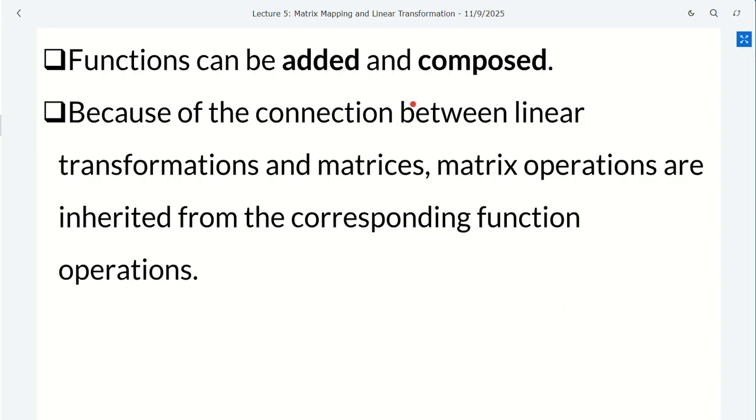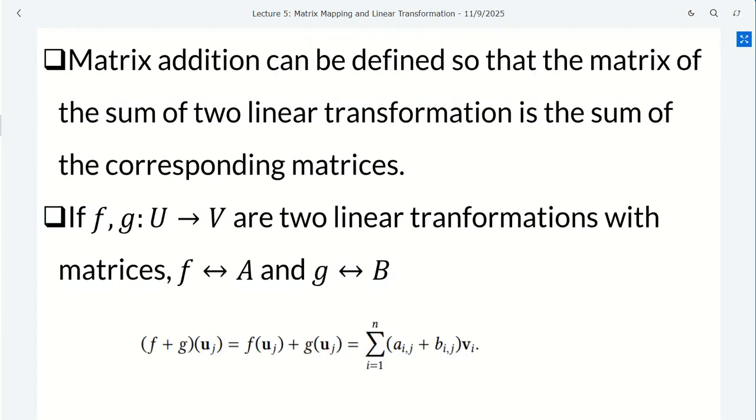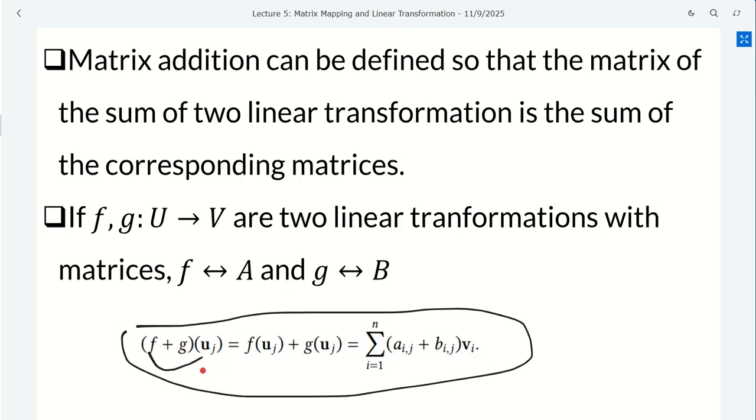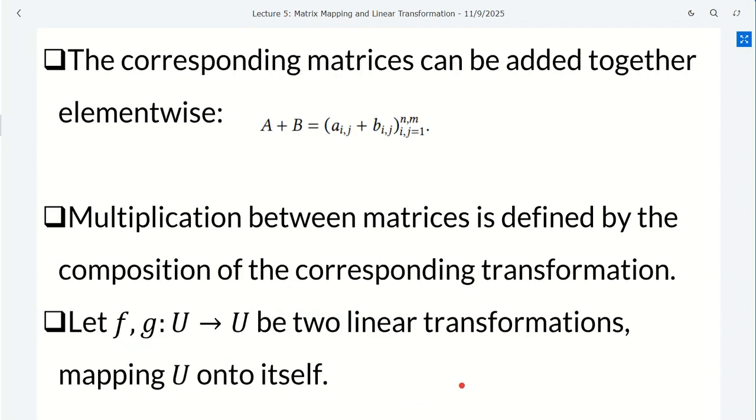So we can add functions, and we can also compose them. If we look at this, let's pay attention to this. Here F will act on this, and G will also act on this. This is what we are getting. When we applied it previously, we ended up getting our individual matrices. If you look at it, this is like addition of matrices, because the dimensions have to be the same before we can add.